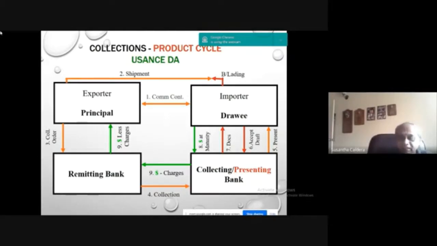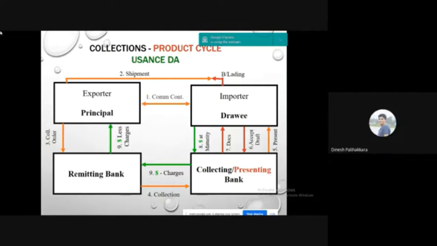Right? Here, number 6, accept draft. The importer has to accept the draft. That's a very, very important thing. So don't get upset or offended because I'm taking Singer. Singer is the best example I can take. Don't worry.